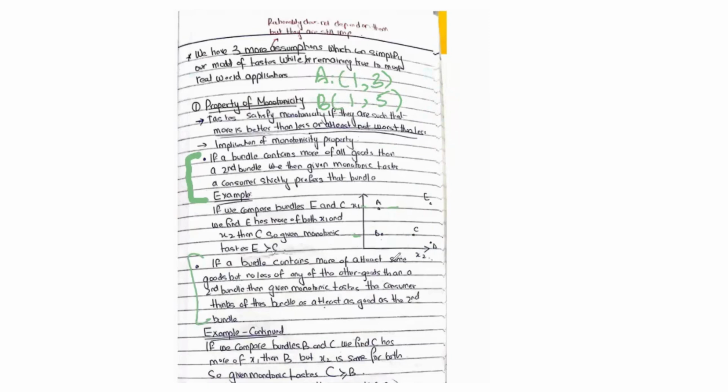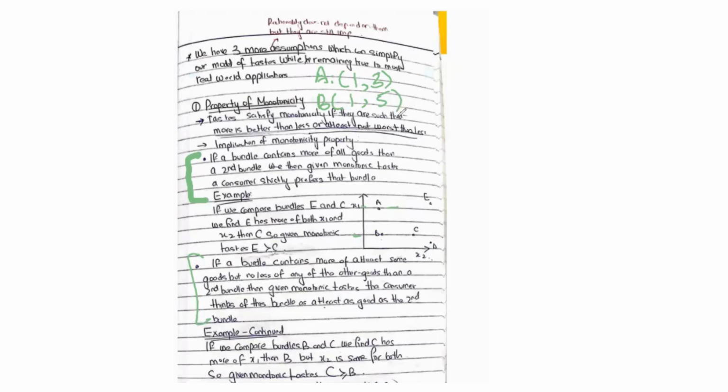So in that case, where a bundle contains more of at least some goods, in this case good two, but no less of any of the other goods. It doesn't have more of good one, but it doesn't have less of good one. So basically, all the quantities of the goods in bundle B are greater than or equal to the quantity of goods in bundle A. Right, so what you're saying over here is that you have more of good two and you don't have less of any of the other goods. You don't have more of good one, but you don't have less of good one, and you have the same amount of good one.